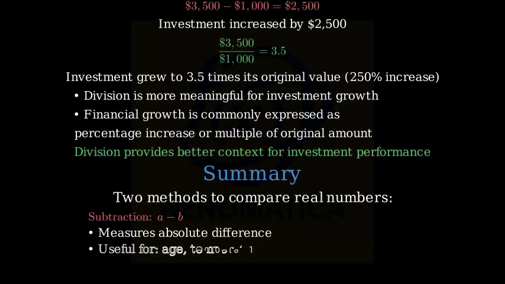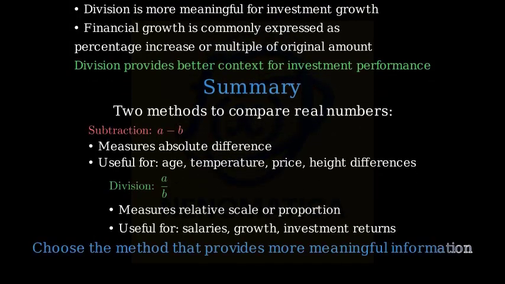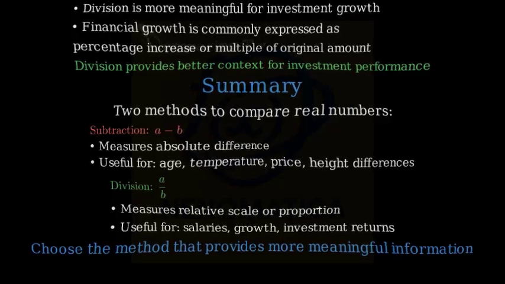The subtraction method, a minus b, tells us by how much one number exceeds the other. This is most useful for measuring absolute differences. The division method, a divided by b, tells us how many times one number is of the other. This is most useful for understanding relative scale or proportion. The choice between these methods depends on the context and what information would be most meaningful in that specific situation.